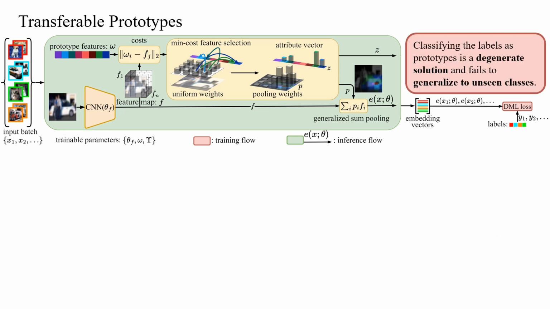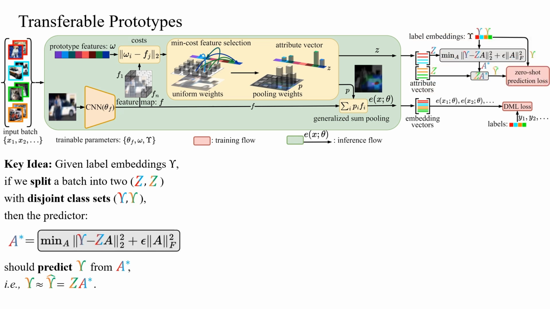Let's now address a critical aspect of deep metric learning: generalization to unseen classes. Note that classifying the labels as prototypes is a degenerate solution and fails to generalize to unseen classes. To overcome this challenge, we introduce a zero-shot regularization loss that explicitly enforces the transferability of local features.